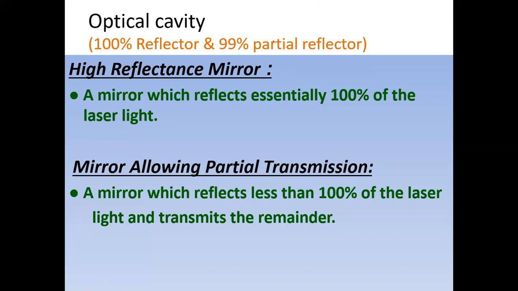Highly reflecting mirror means this mirror completely reflects whatever amount of light is incident on it. And the other one is the partially reflecting mirror, which allows a fraction of the incident energy through it and reflects a larger amount of energy back.